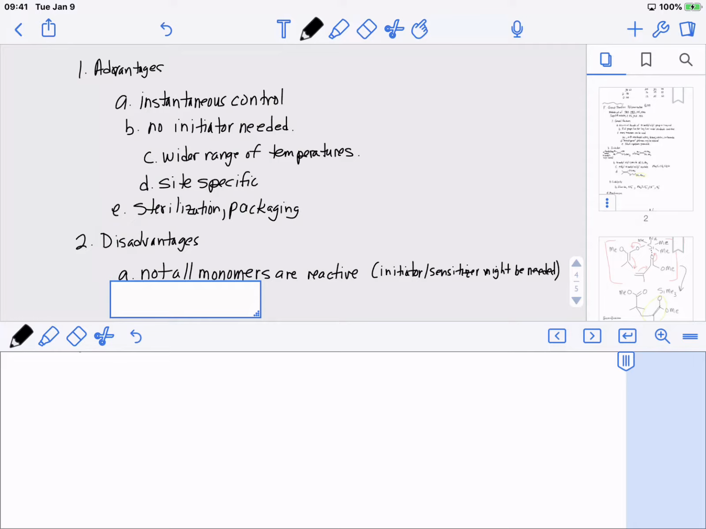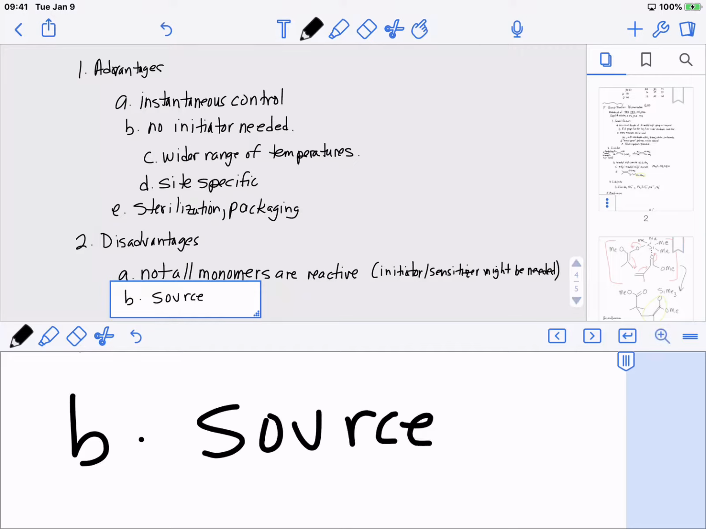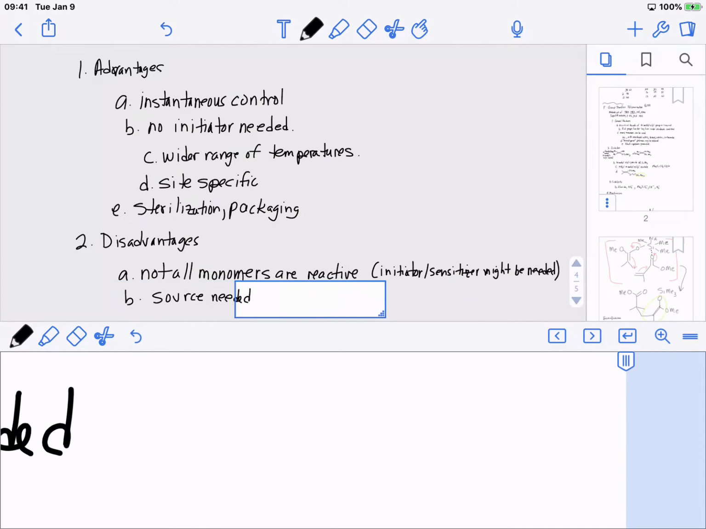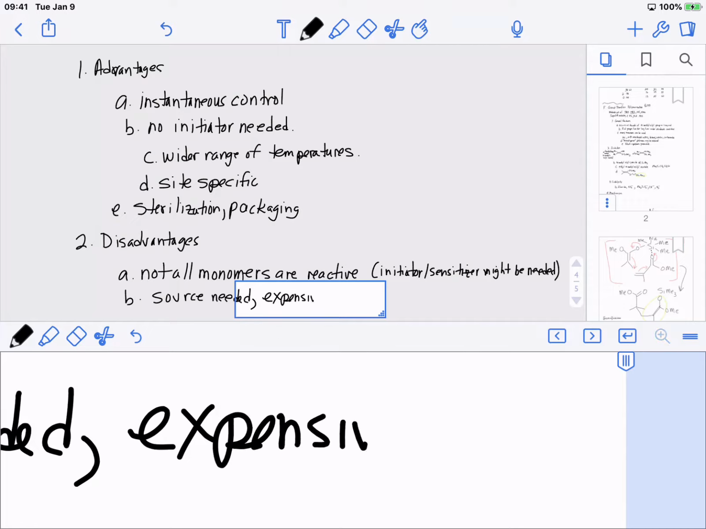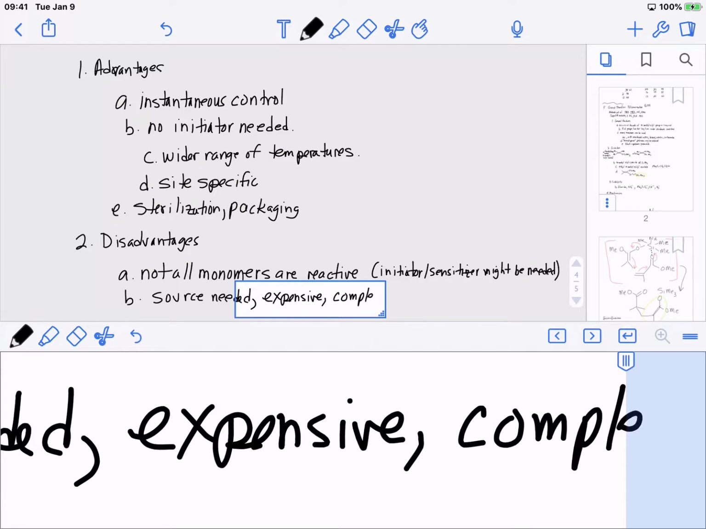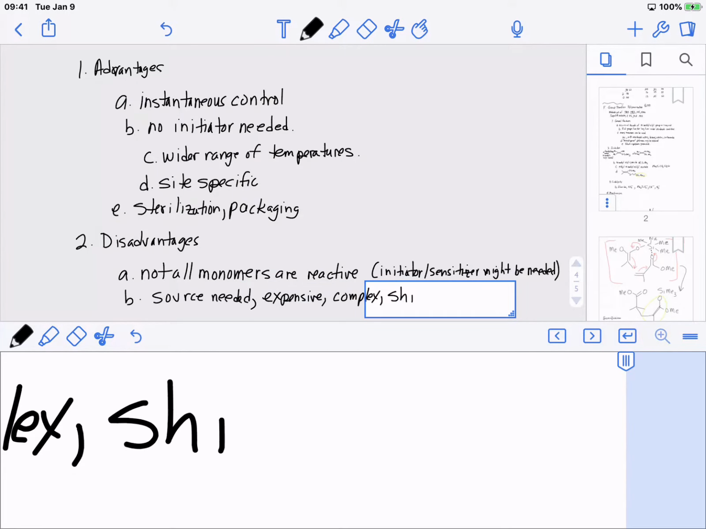The biggest problem with this is generally that you need a source. So depending on what you're going to do with it, you've got to figure out how to deal with it. You've got to figure out how to buy it. So these tend to be expensive. If it's an electron source, it's still expensive. If it's a neutron source, you need a nuclear reactor. These are complex, and you need some kind of shielding.